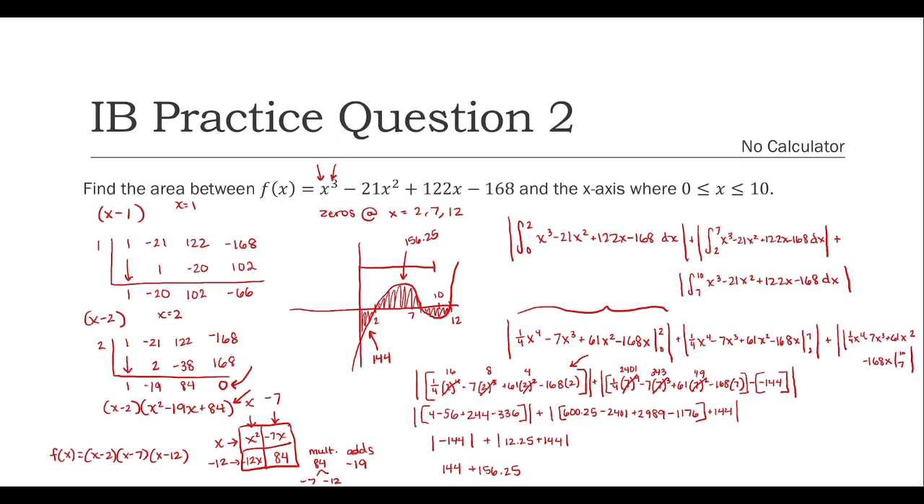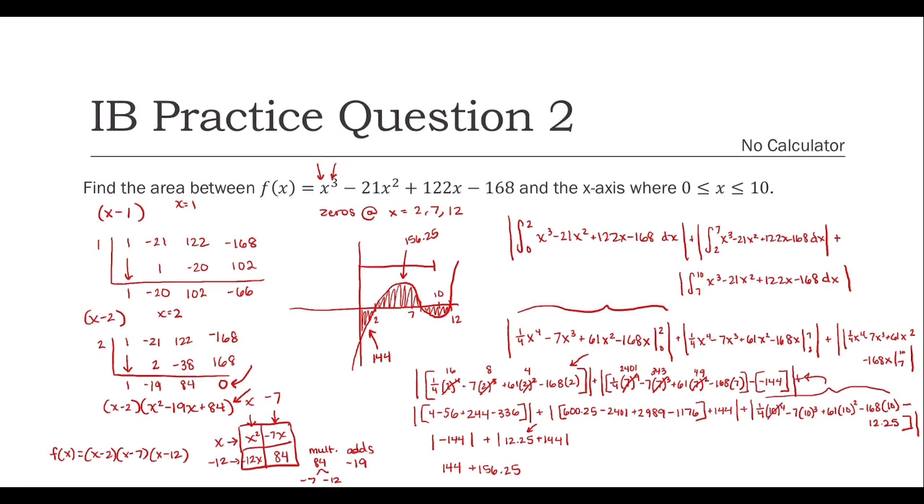Finally, we'll have the area of our last section, which will be when we plug in 10 minus when we plug in 7. So it'll be plus the absolute value of 1/4, 10 to the 4th, minus 7 times 10 cubed, plus 61 times 10 squared, minus 168 times 10. So it'll be all of that minus when we plug in 7. And we found out when we plug in 7 that it would be 12.25. So it'll be minus 12.25. And that would also be written here as well.